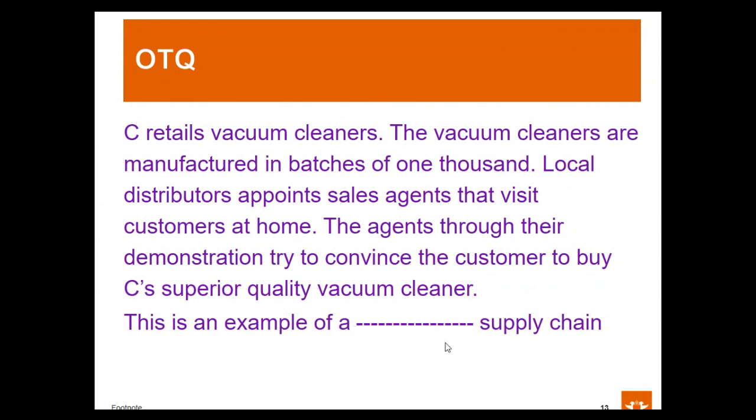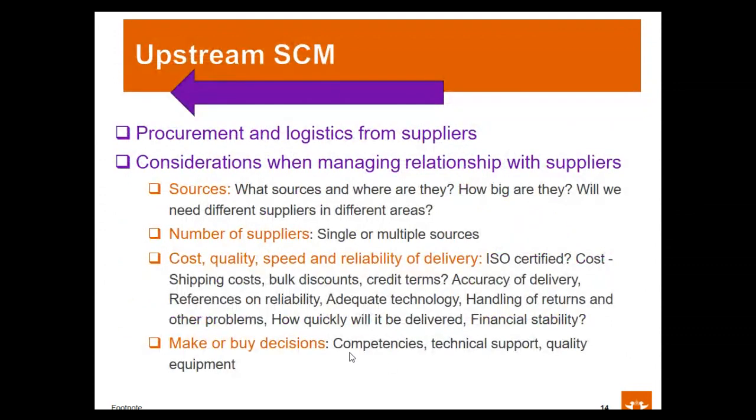And this is then an example of a push supply system. The customers are enticed to actually buy what is on offer, and the customer does not have a say about what is on offer. And this is therefore an example of a push supply chain.